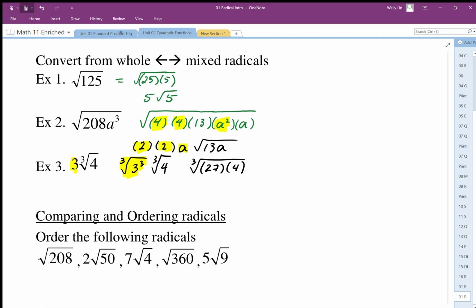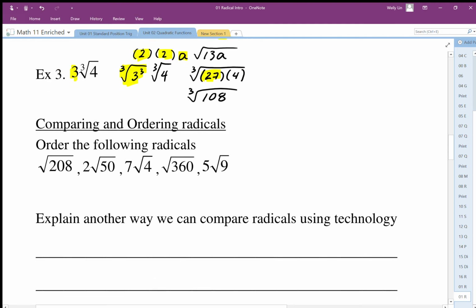Again, I'll highlight the 27. The 27 really is the 3 cubed. And then I can express this as a whole radical. This becomes the cube root of 4 times 27, which is 108. So there's a whole radical. So these first 2 examples are going from whole or entire radical to mixed radical. This is going from a mixed radical to a whole radical.